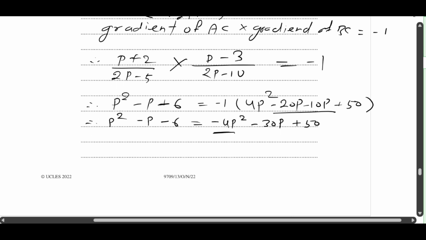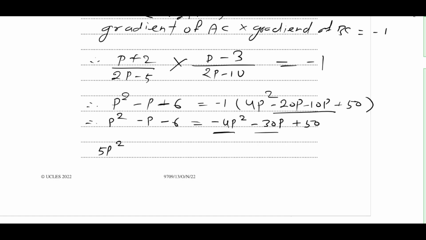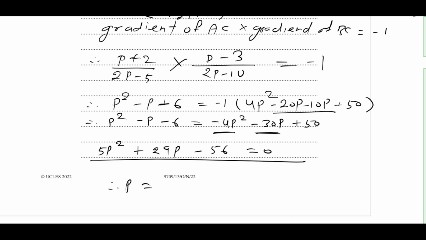Okay, this minus 4P square will come on this side. It will be 4 plus 1, 5P square. Then minus 30P will come here, so it is plus 29P. This 50 will come here, it is minus 56, equal to 0. So again this is a quadratic equation. We will solve this equation: 5, 29, minus 56. So the value of P which we will get is in terms of a fraction.